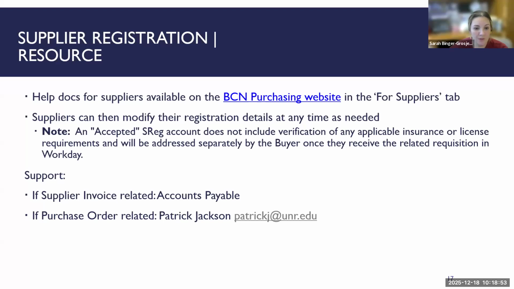I do want to note that because we work with suppliers that provide both goods and services, an accepted account in SReg only means that they are accepted in terms of us being able to make payments to them. It does not include any verification of insurance or license requirements. And again, keeping in mind that we do business with suppliers that provide just goods, that's why we don't have that step in there, because we would never need insurance for someone we're just buying goods from. So those are things that are addressed separately by the assigned buyer once they get the requisition in Workday and they review it to determine if any of those things apply.